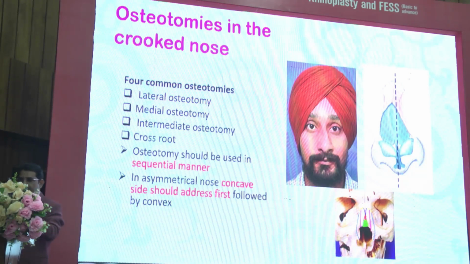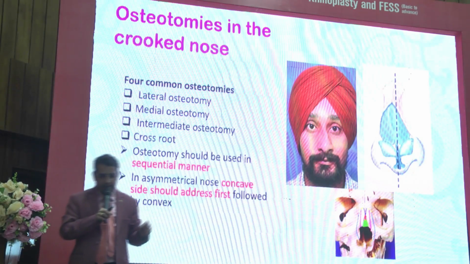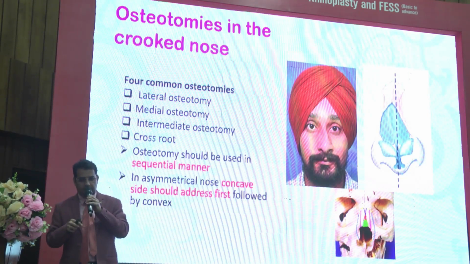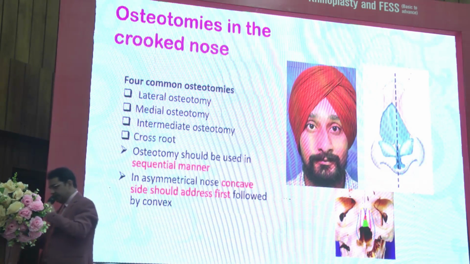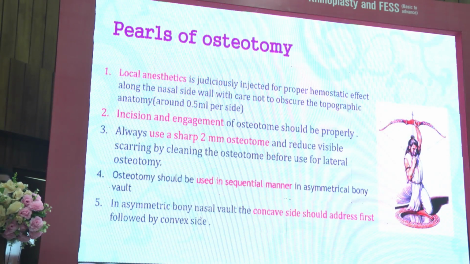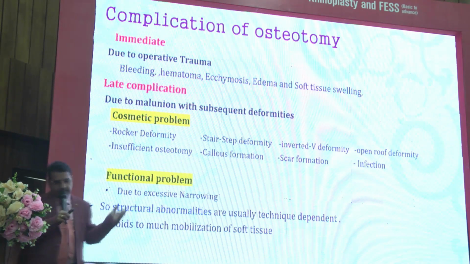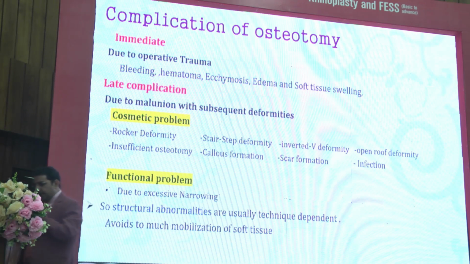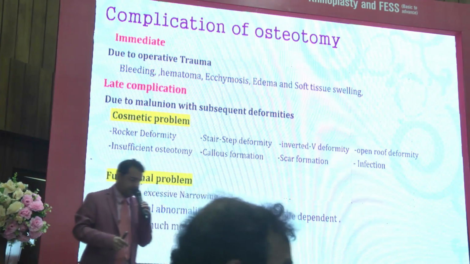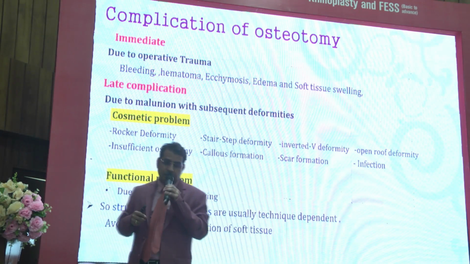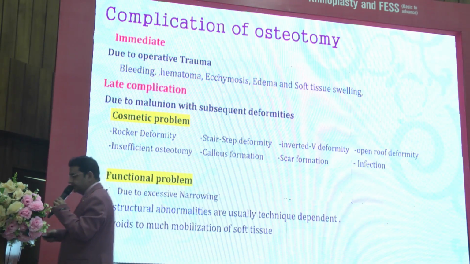As we already discussed, if we use three osteotomies, paramedian, lateral and median, then first you use the intermediate osteotomy, on the concave side first. These are the important things regarding the osteotomy. We also have some complications of osteotomy. There are some technical complications that occur immediately at the time of surgery, and some functional problems come later. But mostly, by meticulous examination and meticulous technique, you can avoid the complications.